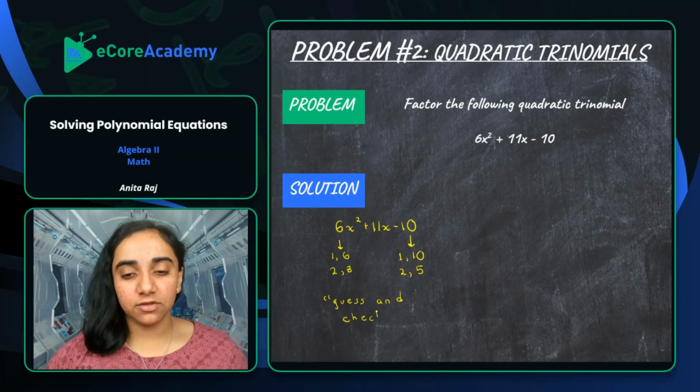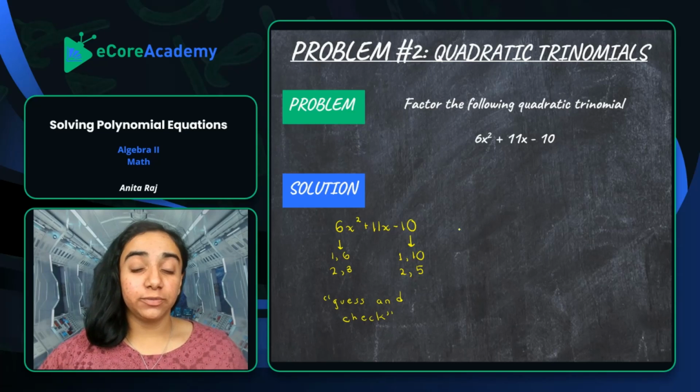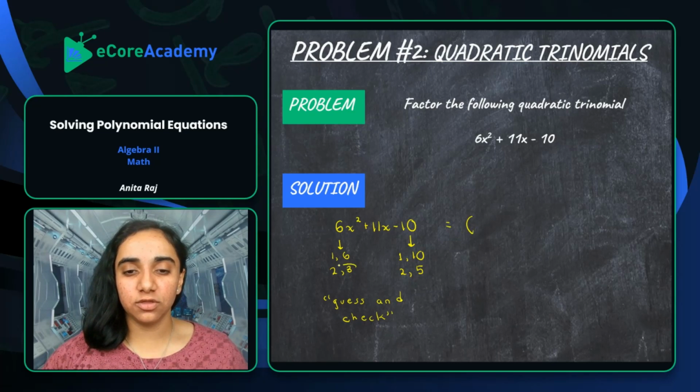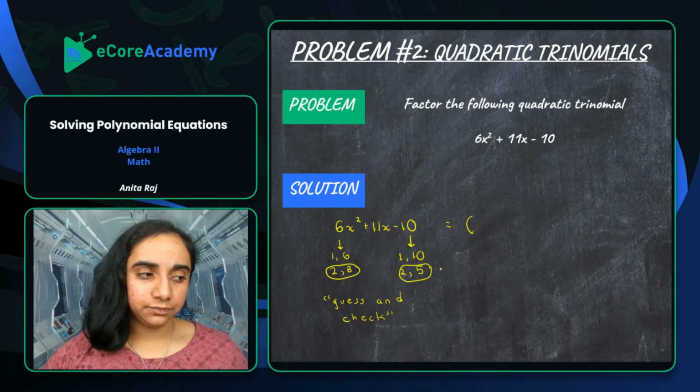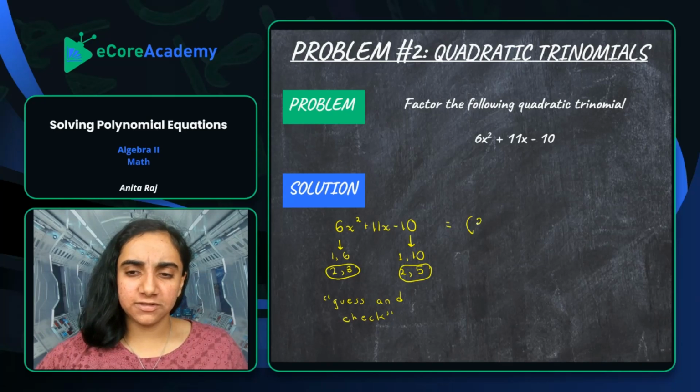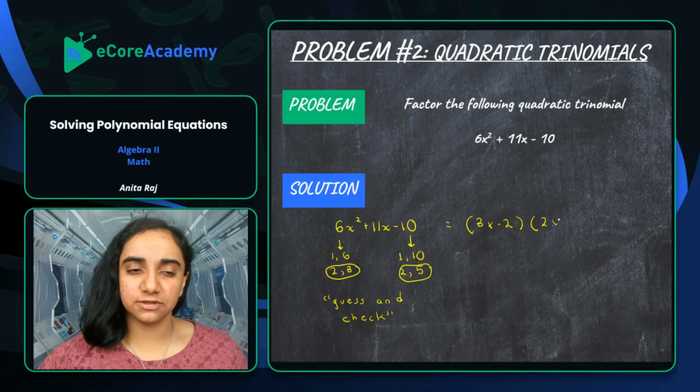The better you get at it, the faster it will be, and you're going to be able to do it in your head. And for the sake of time, I'll tell you that we're going to pick 2 and 3, and we're also going to pick 2 and 5. And I'll just write out the parentheses. It's 3x minus 2. These are going to be our factors: 3x minus 2 times 2x plus 5. And that's going to be your final answer.